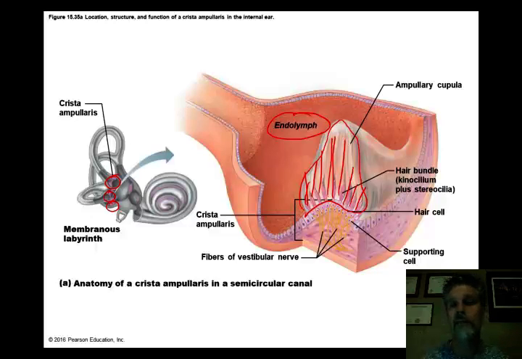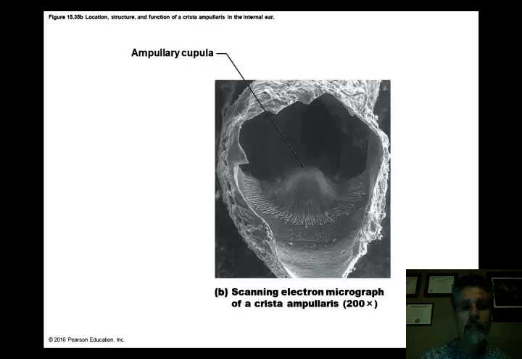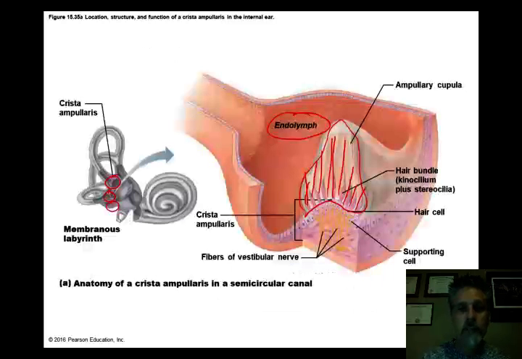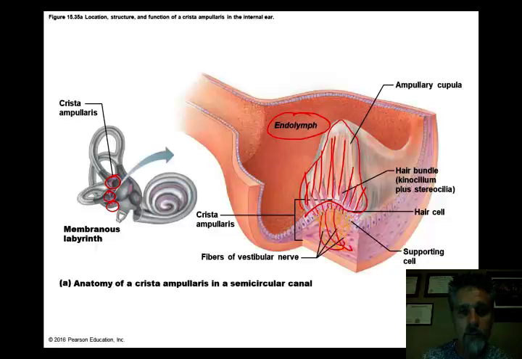And so much like the endolymph we saw going through the cochlear duct, this endolymph is moving around not by sound waves, but by changes in turning your head, turning your body, as you might be rotating on a roller coaster or something like that, right? And here is a scanning electron micrograph of that ampullary cupula. So that whole structure that we see right here is a cupula. The whole crista ampullaris includes the rest of the supporting cells down here, as well as the hair cells, and then we can see the nerve fibers coming from it.